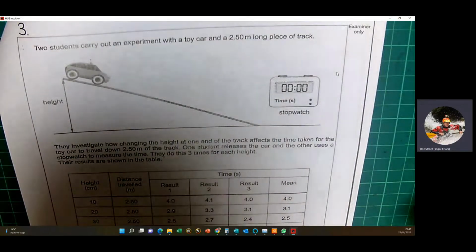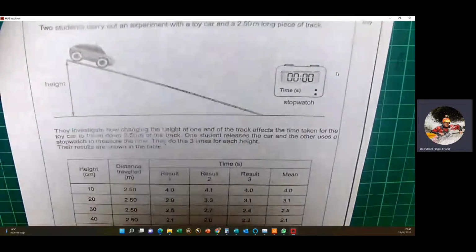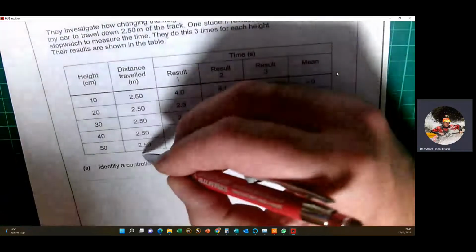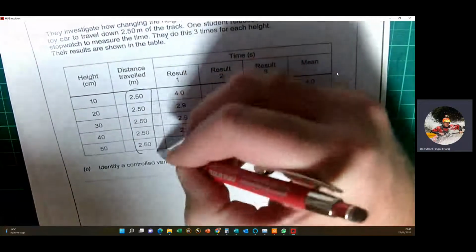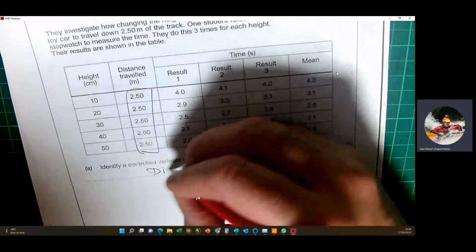So they investigate how changing the height of one end of the track affects the time taken for the car to travel 2.5 metres along the track. One student releases the car, the other uses a stopwatch to measure the time. They do this 3 times for each height. The results are shown below in the table. Okay, so identify the controlled variable in the table. Well, I think every one of you managed to identify that this is the controlled variable because it's the same, so that distance travelled.